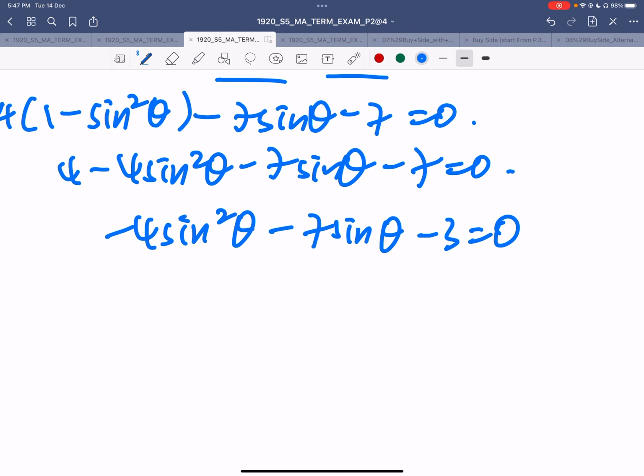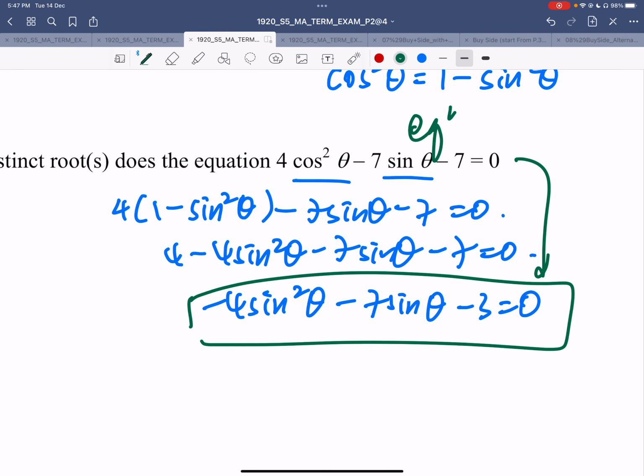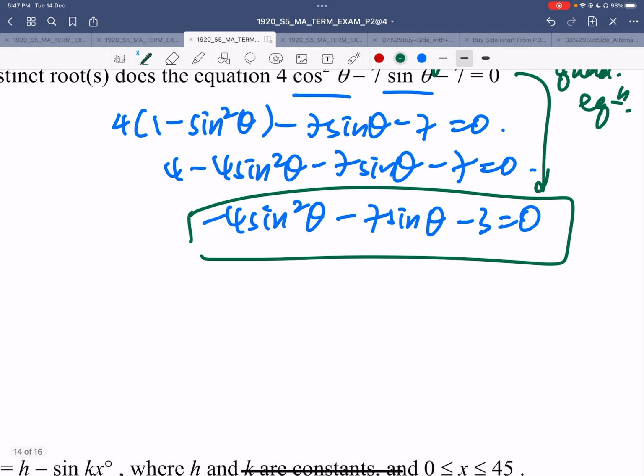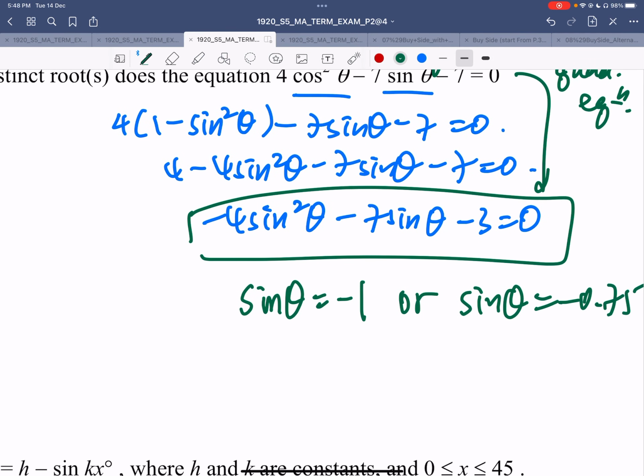Does this look like a quadratic equation? What you are always doing is an equation reducible to a quadratic equation. So this looks like a quadratic equation, right? You can use formula 01 and input the values -4, -7, -3, then you will get that sine theta is equal to -1 or sine theta is equal to -0.75, alright? This is what you can obtain from the calculator.